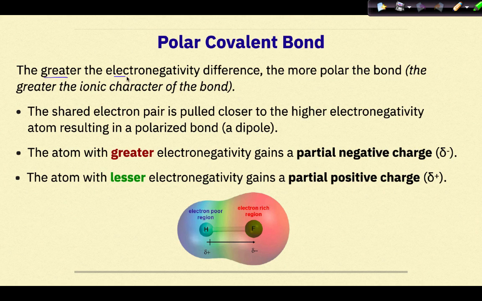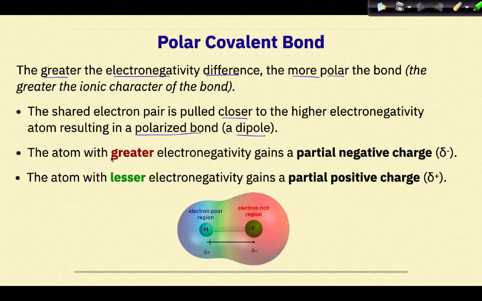The greater the electronegativity difference, the more polar the bond. In other words, the greater the ionic character of the bond. The shared electron pair is pulled closer to the higher electronegativity atom, resulting in a polarized bond, otherwise known as a dipole.